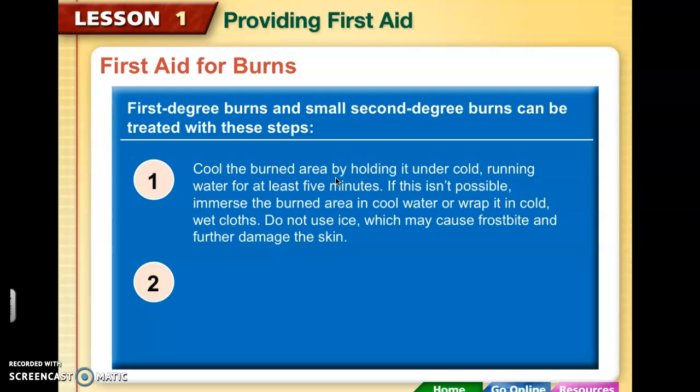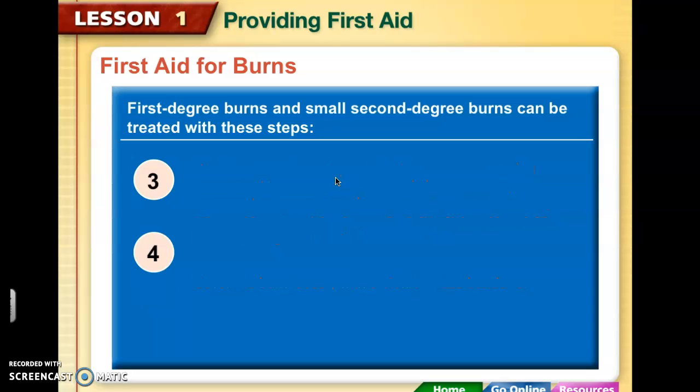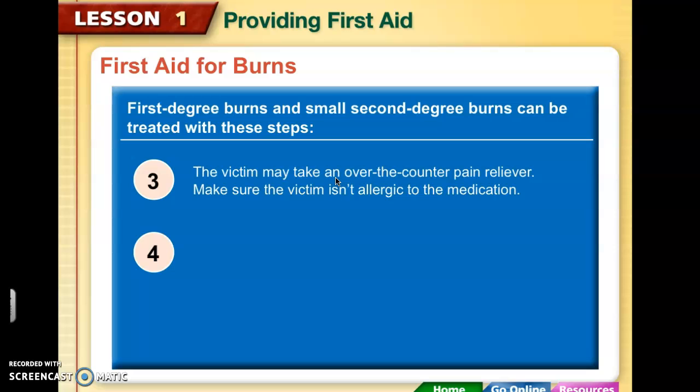Here is the treatment for first and second-degree burns. Cool the burned area by holding it under cold water for at least 5 minutes. If this isn't possible, immerse the burned area in cool water or wrap it in cold, wet cloths. Do not use ice because it could cause frostbite and further damage the skin. Then cover the burn loosely with sterile gauze and bandage. Next, give them an over-the-counter pain reliever, making sure no one is allergic to the medication.